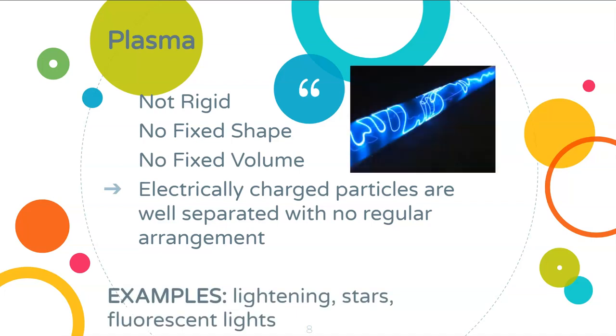Examples would be lightning. Lightning is electrically charged particles through the atmosphere. Stars, even our own sun, are made up of plasma. And then the lights overhead that give you light within a classroom, and some of your homes have them, fluorescent lights, those are also plasma. They take glass with a powder coating on it, and they put an electrical charge through it, and that's what makes fluorescent lights.